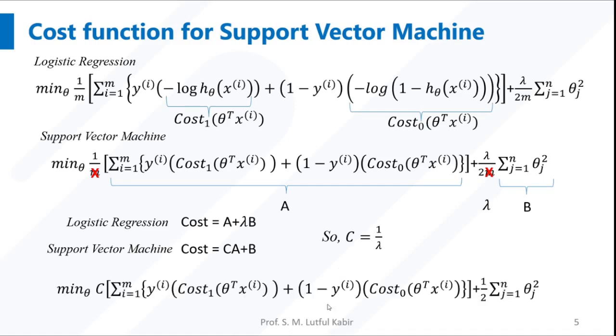So our final equation for support vector machine will be minimization of this equation, where the first term will be with C and the last term is half of the sum from j equal to 1 to n of theta j square. You remember j should be from 1, not j from 0. And in the internal logarithmic part, we'll just name cost 1 and cost 0. These are the linear approximate equations.